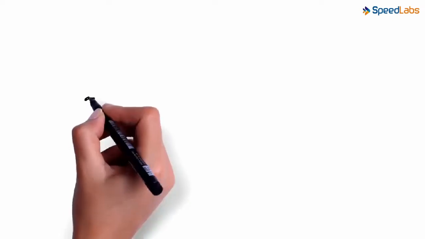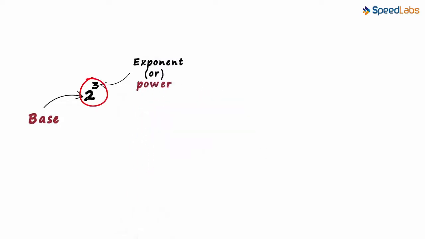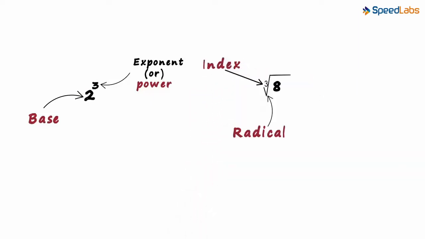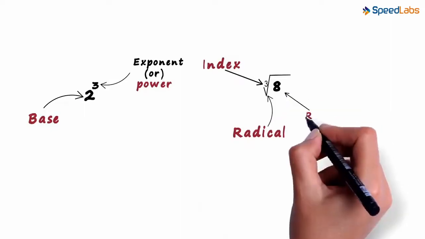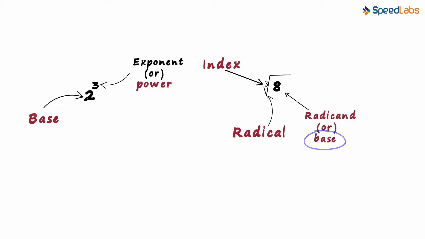Now let's understand a few terminologies. Consider 2 raised to 3 or 2 cubed. 2 is called the base and 3 is called the exponent or the power. Here, there's no root. This equals 2 multiplied by 2 multiplied by 2. Now consider the cube root of 8. We see a radical here. The number 3 is called the index or the order. And the number 8 is called the radicand or the base. We will refer to it as the base. This is called the third root of 8.